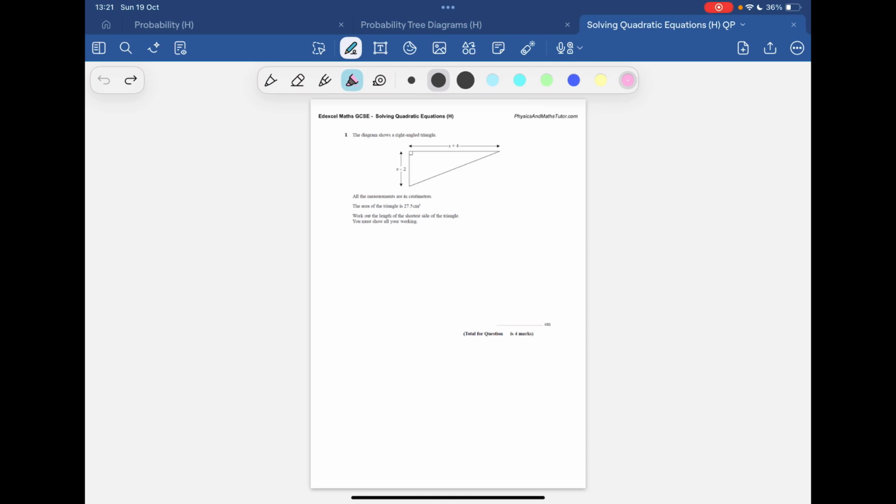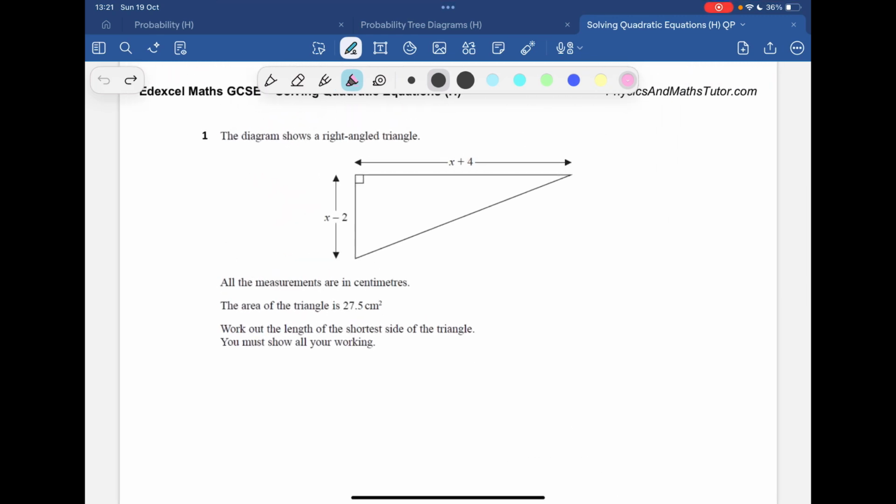So this question 1, we've been given a right angled triangle. We know that all the measurements are in centimetres and the area of the triangle is 27.5 centimetres. So we're going to highlight this. We must work out the shortest length of the triangle and you must show all your workings. So we can see that this one is going to be the shortest length.